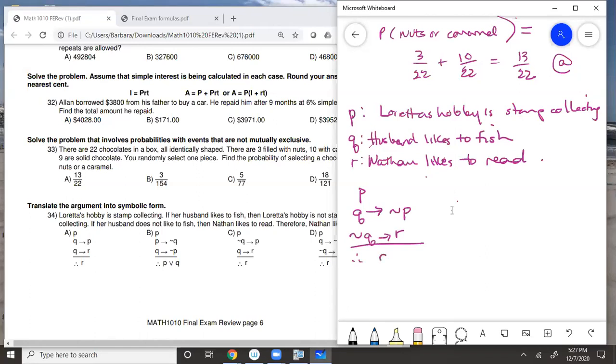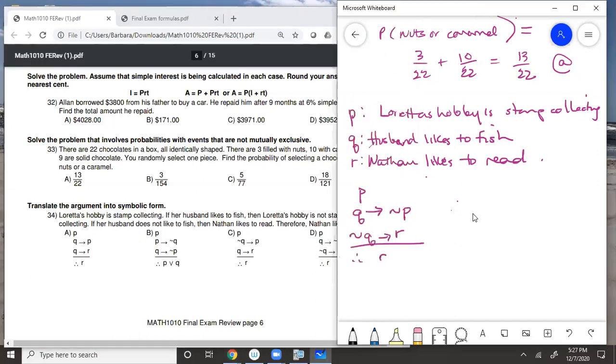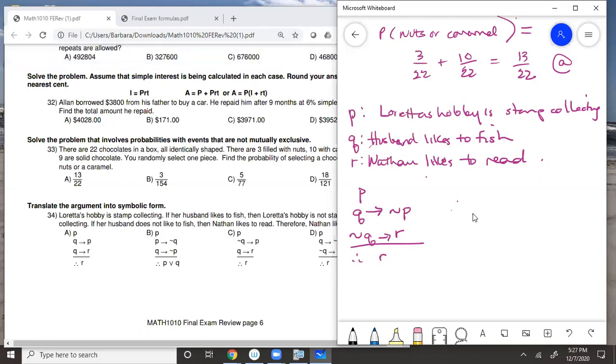Okay, so which one of these options is the best choice? Let's see. I'm going to go with D. Yes, D. That's exactly what we wrote. Good. So if you just write down your P, Q, and R, you could then just write them in symbols.